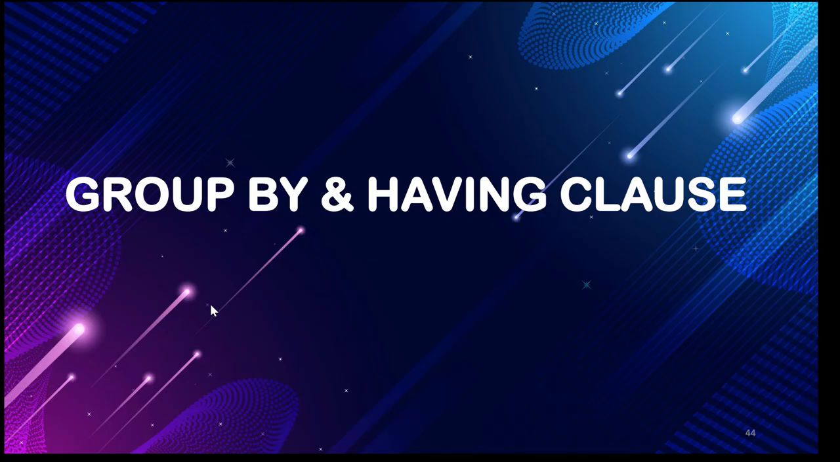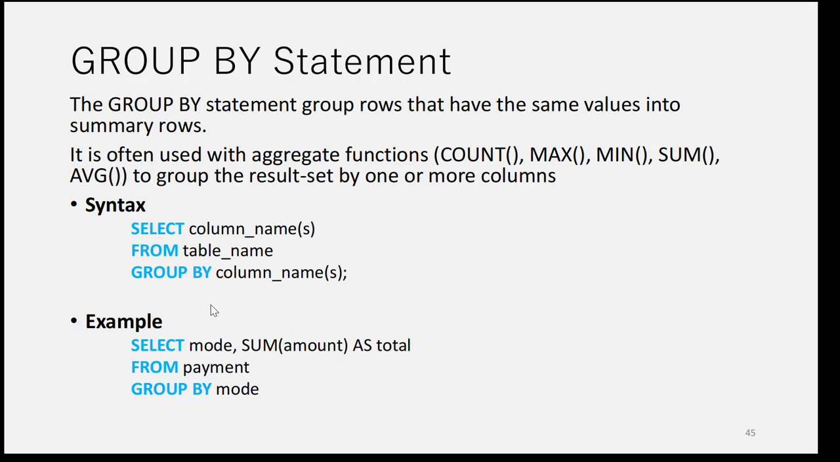GROUP BY and HAVING clause. In the GROUP BY statement, you specify on which column you need to group the complete data. In the example, you select the mode and the sum of the amount as total, so total and mode from the payment table.